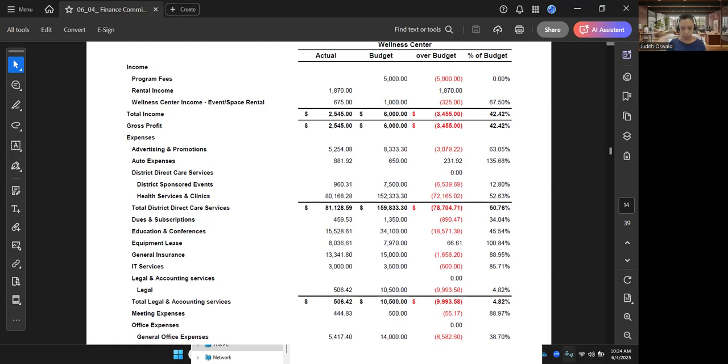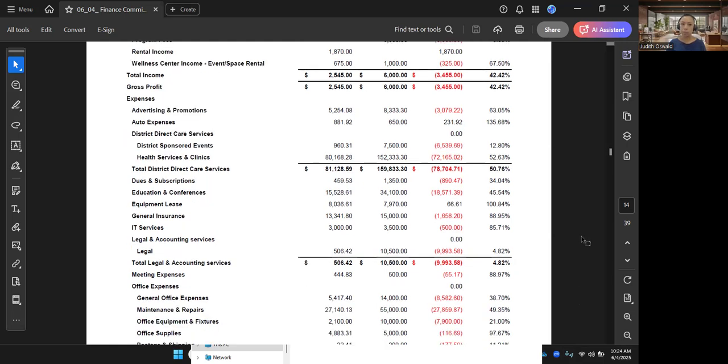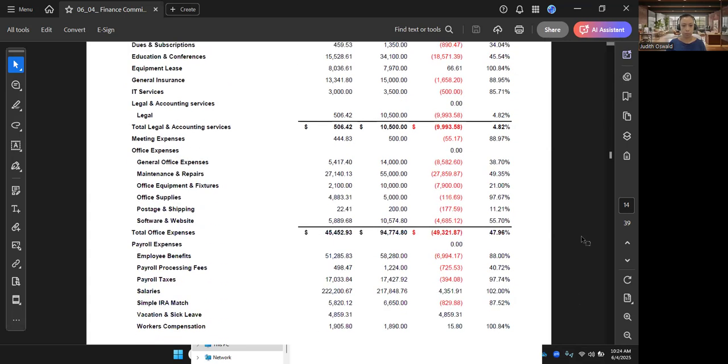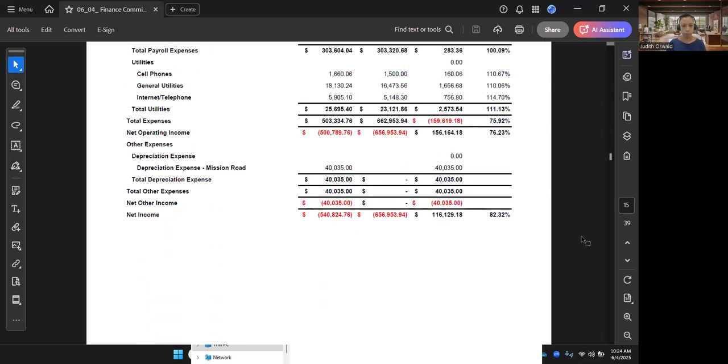So if you look at that, you'll find that on page 10 and 11. Same thing, you'll see the actuals, budget, over, under budget, and the percent of budget. Other than income, which is pretty well under that, their expenses have been pretty well managed.